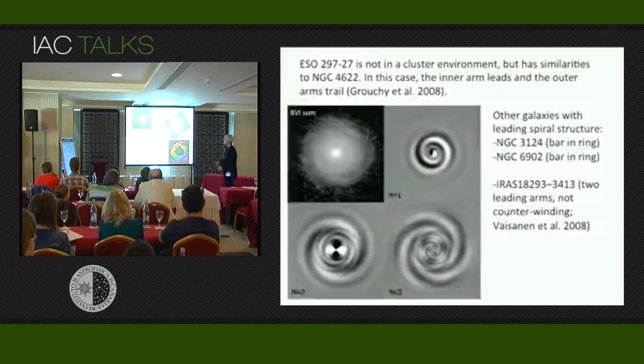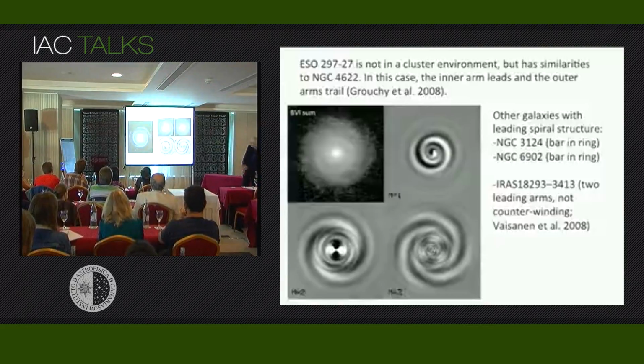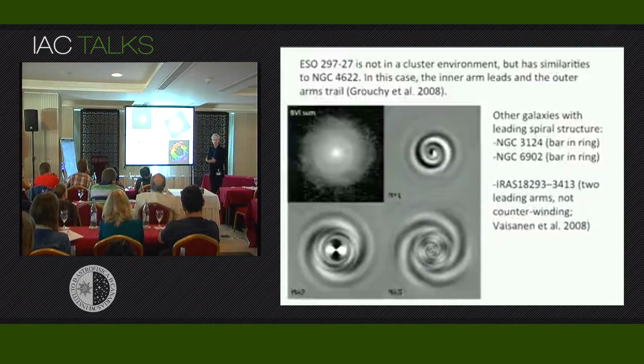Now, here's a galaxy, not in a cluster environment, very obscure, ESO 29727. I found it when I was doing the catalog of southern ringed galaxies. After examining hundreds and hundreds, maybe thousands of ringed galaxies, that's the only one I found that was like this. It has a bright inner arm that's opening opposite two to three outer arms. And when you use this identical method, it's more inclined than 4622. If you use the identical method, you get that the inner arm is leading, and maybe theoretically that's more satisfying. But in this case, it's the inner arm that's more prominent than those two outer arms.